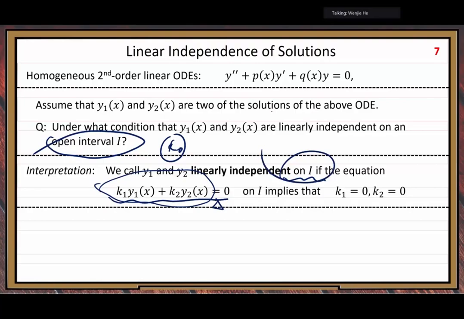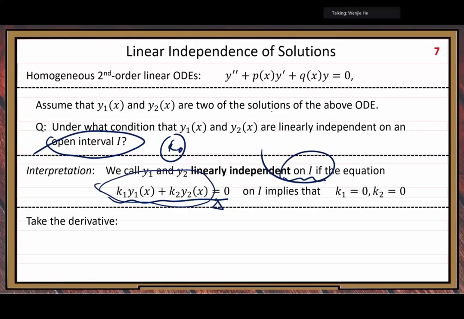What's the difference? One point and the whole interval. Whole interval means all the points. With one point, actually, you can find two linearly independent functions where the combination takes 0 at just one point inside I. You can find those examples easily. So try to see the difference.